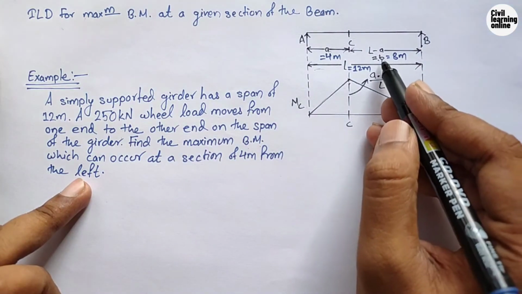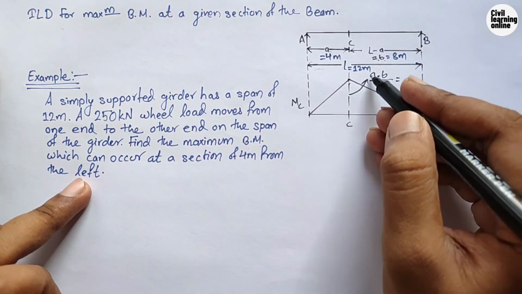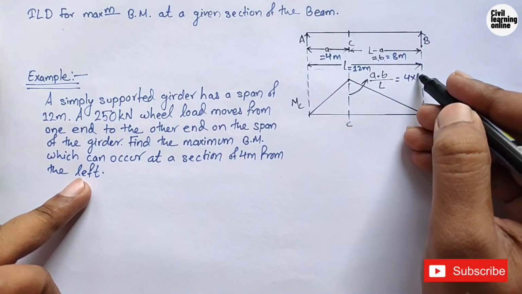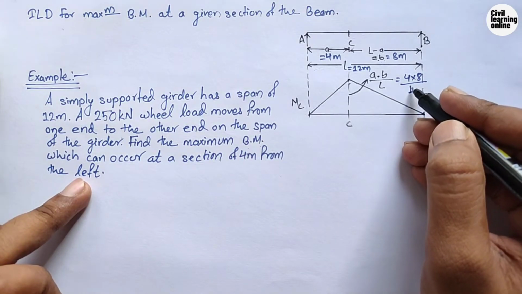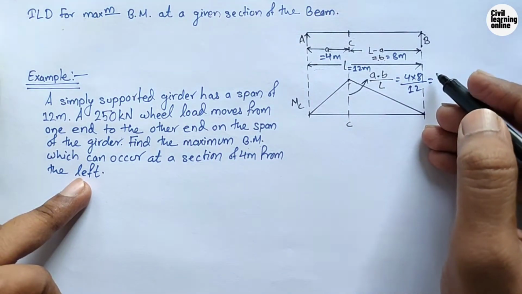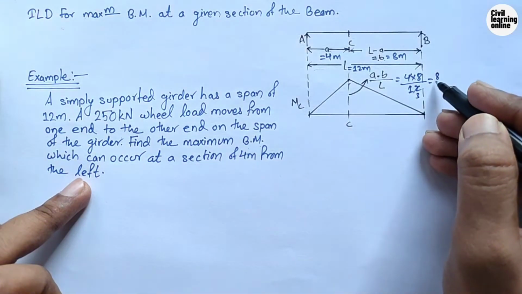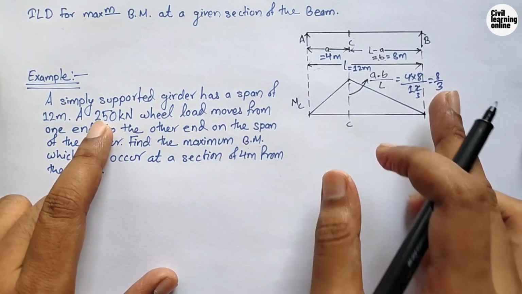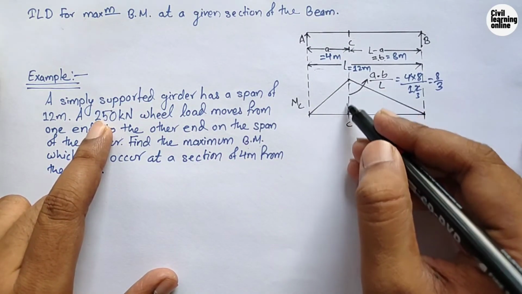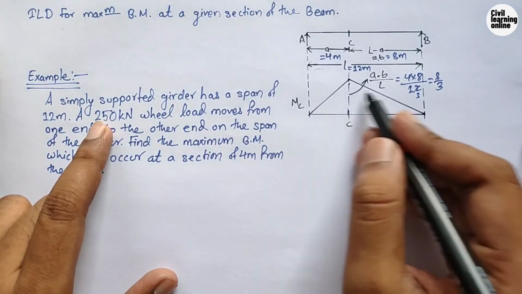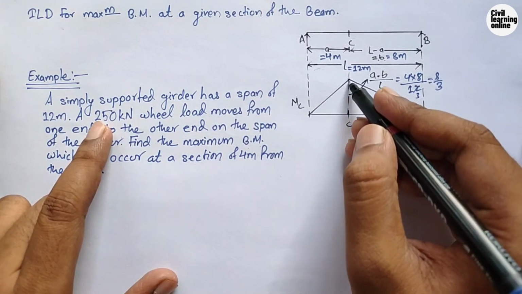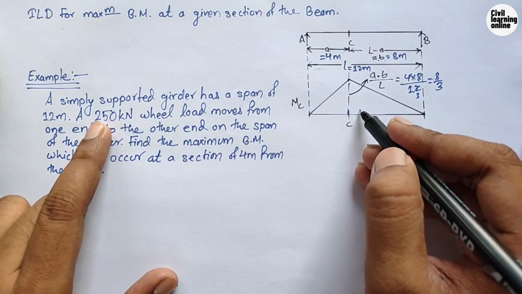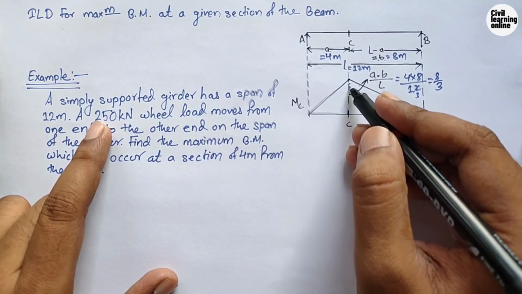It means we have the values of A and B, so we can easily calculate the height of the influence line diagram, which is going to be 4 times 8 divided by the whole span 12. From here we will get 8 upon 3. Now we need to calculate the maximum bending moment, and the height of the influence line diagram is 8 by 3. This is the maximum value of the ordinate, because if we calculate the ordinate value elsewhere, it will be smaller than this value.